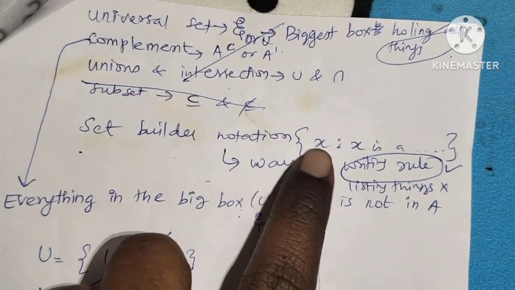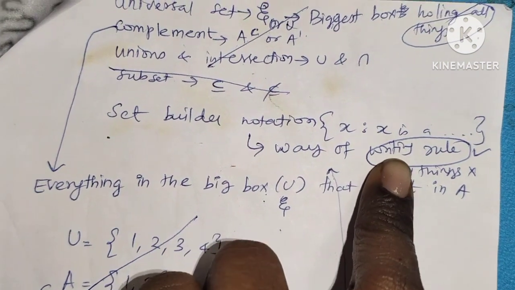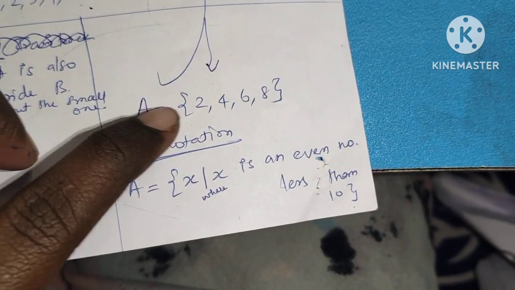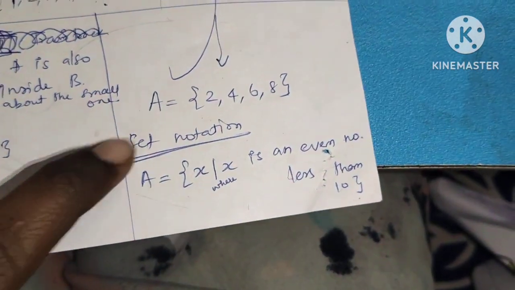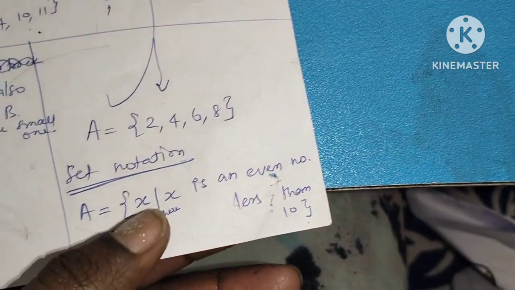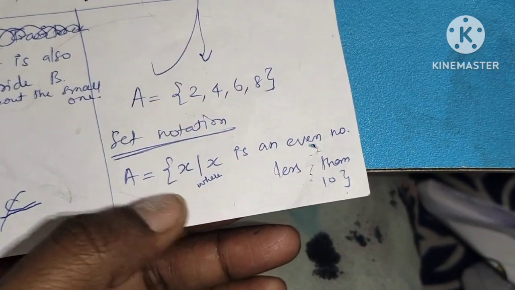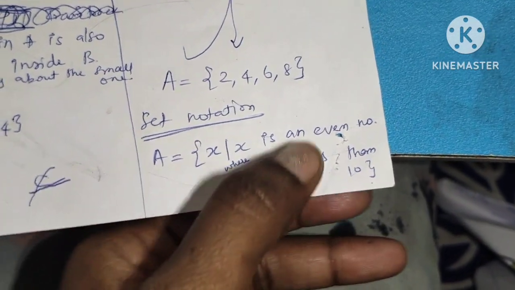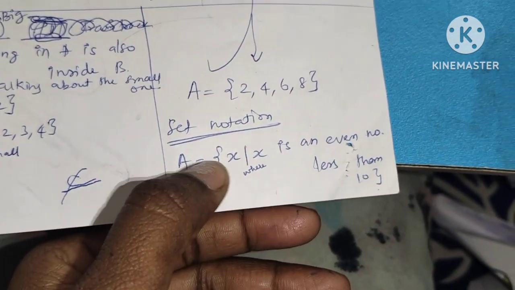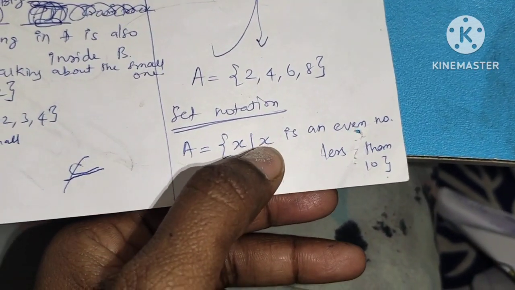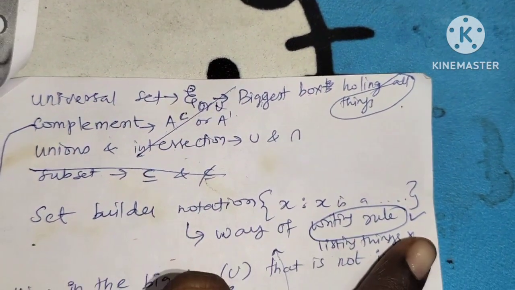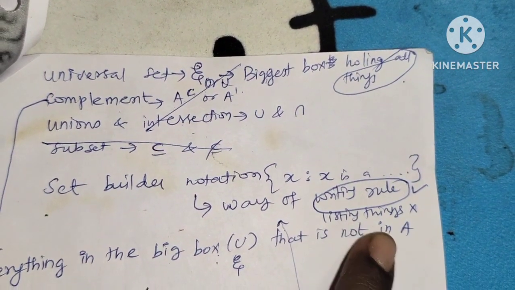In set builder notation you are saying the rule, not the listing exactly. For example, if A is equal to 2, 4, 6, 8, use a set notation. In set notation you have to put a semicolon or a line just to say where, and then we state the rule about x. Here it is A is equal to curly bracket x where x is an even number less than 10. So it's basically written as x where x is something, inside a curly bracket. That is becoming a rule, not the listing of things.